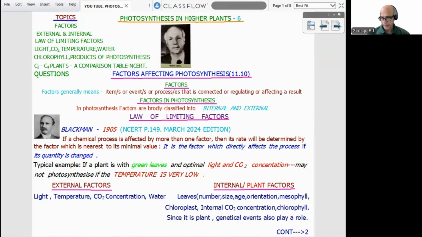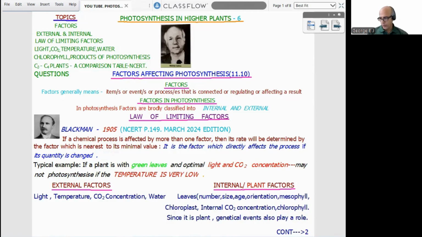Here I have written: mainly factors, external, internal, law of limiting factors, light, carbon dioxide, temperature, water, chlorophyll, products of photosynthesis, how it inhibits or stops, C3 and C4 plant comparison, a table from NCERT, then as usual 5 theory questions and 5 NEET model questions. So we can proceed.